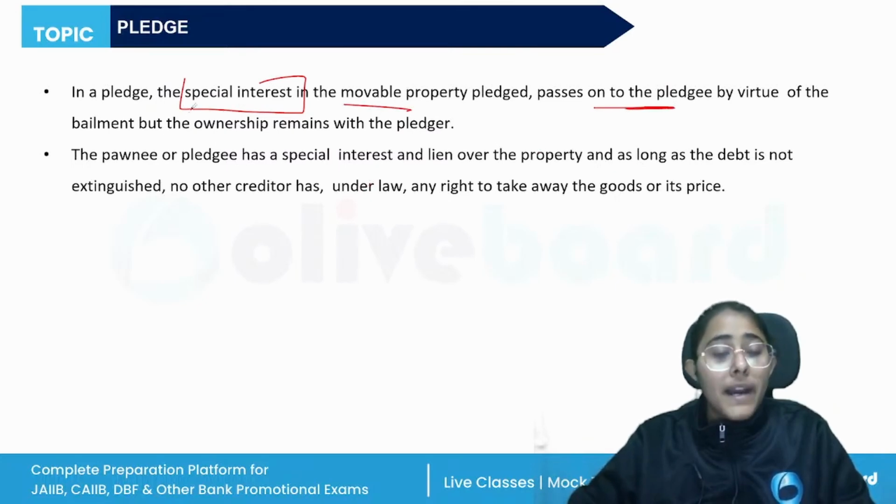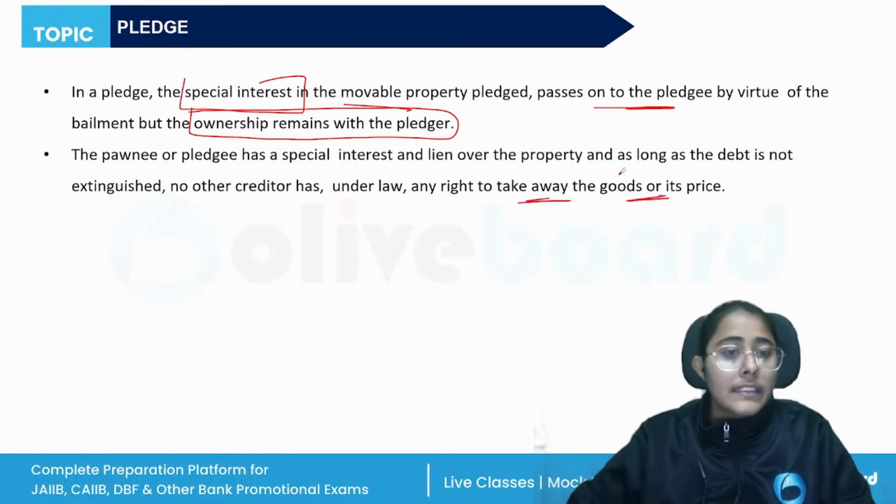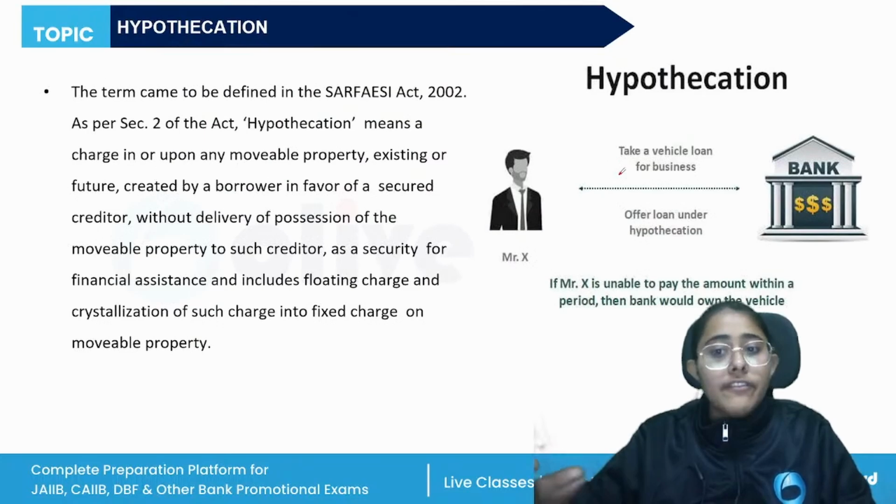So a special interest in the movable properties pledged passes to the pledgee by virtue of bailment, but the ownership remains with the pledger. The ownership is still with the pledger. The pledger can use it. And if the debt is not repaid, then the pledgee or the pawnee can make a sale of it. All right, they can have the right to take away the goods or its price. This is the pledge.